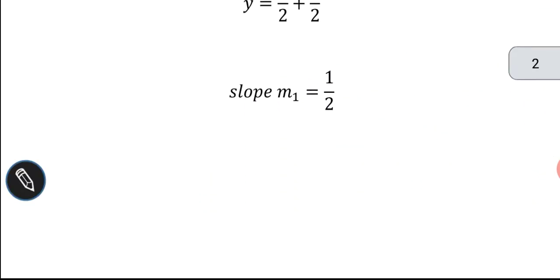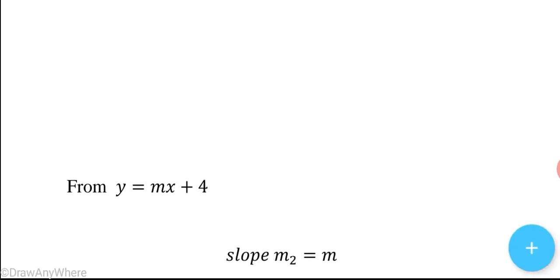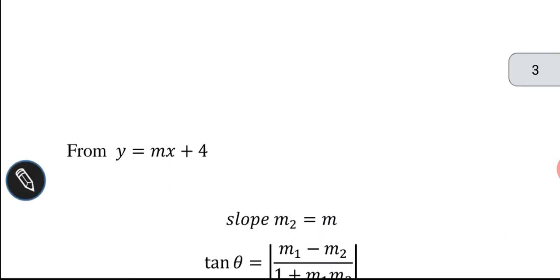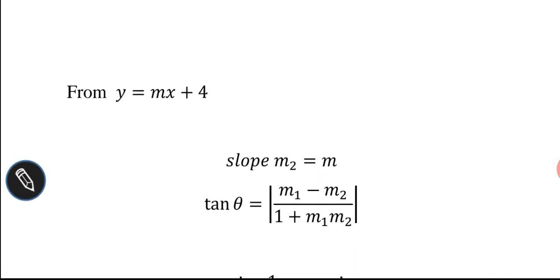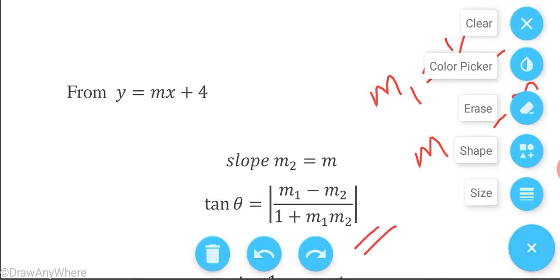Okay, and the line y is equal to mx plus 4, the coefficient of x is m, so slope m2 is equal to m. Now the angle between these two lines is tan theta is equal to modulus of m1 minus m2 divided by 1 plus m1 m2. Here the m1 value is 1 by 2 and the m2 is m.